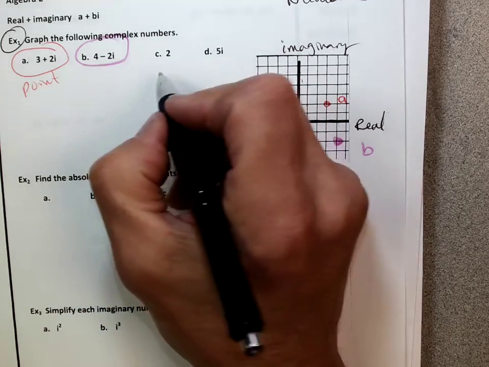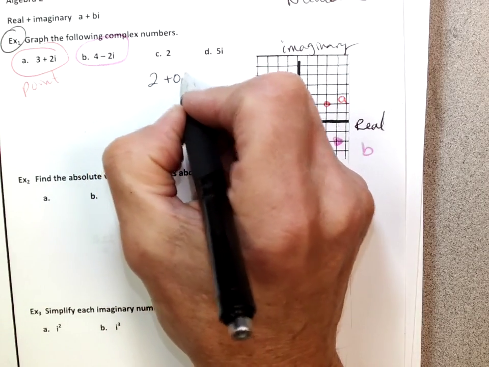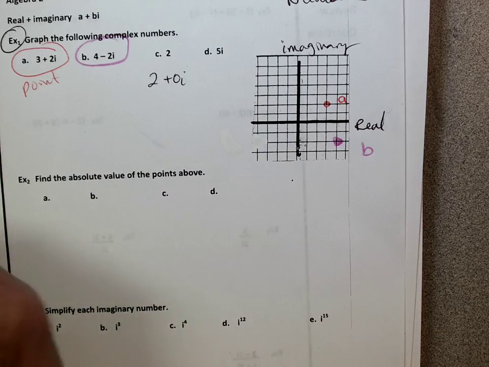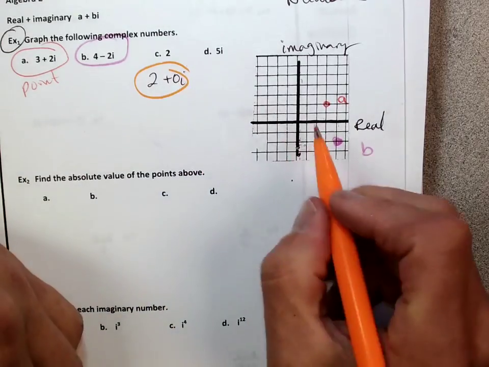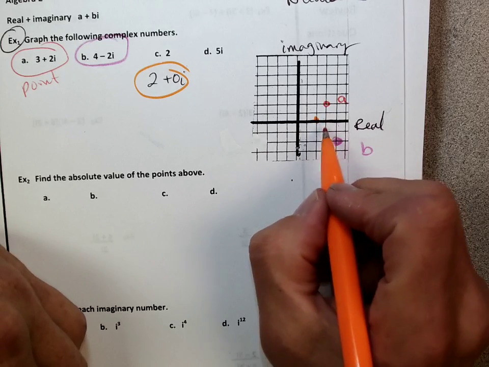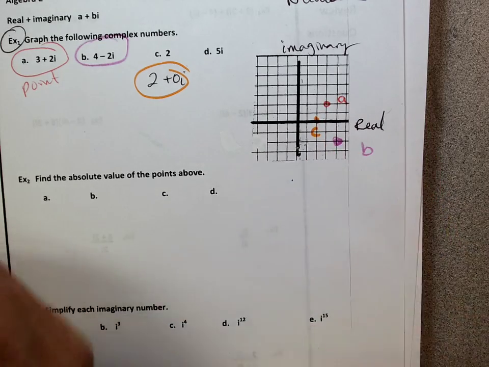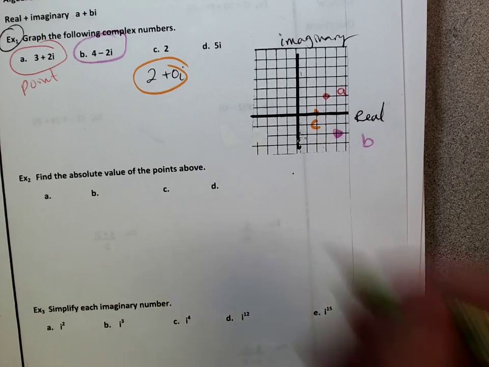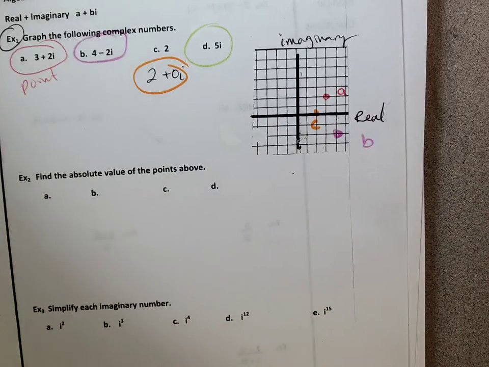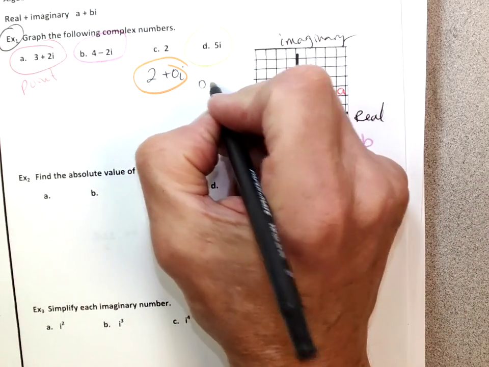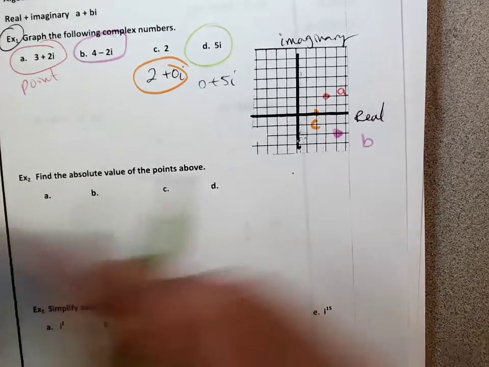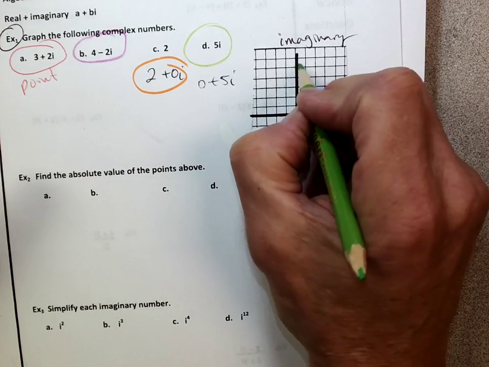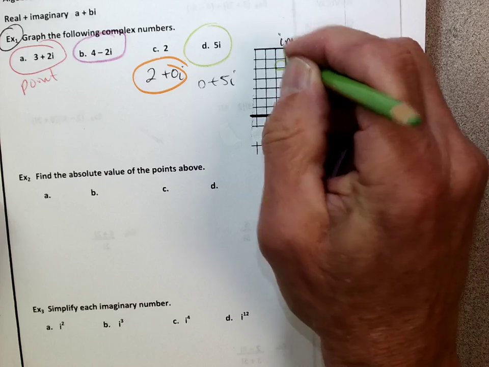All right. C is the same thing as 2 plus 0i. I'll do that one in orange. So I'd go over 1, 2, and up 0, and there's C. Pretty simple. And then D, I'll do D in green. Here we go. And that's the same as 0 plus 5i, which puts you up at 1, 2, 3, 4, 5. And there's D, okay?